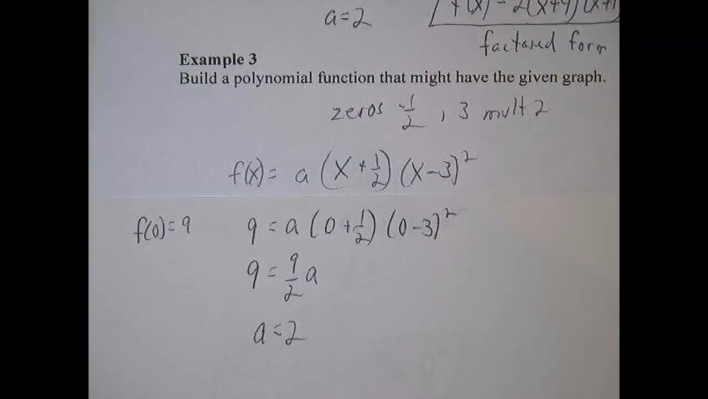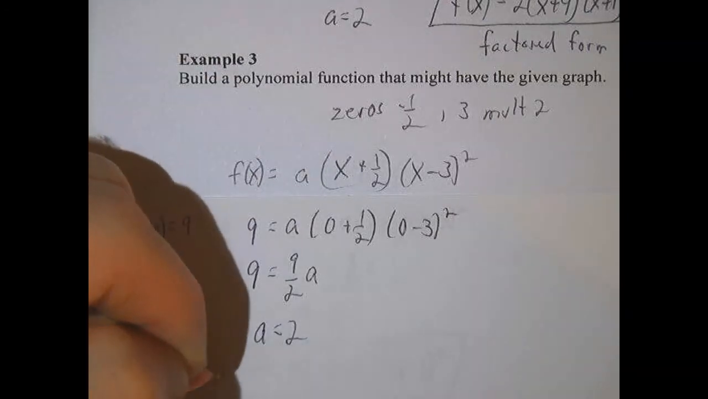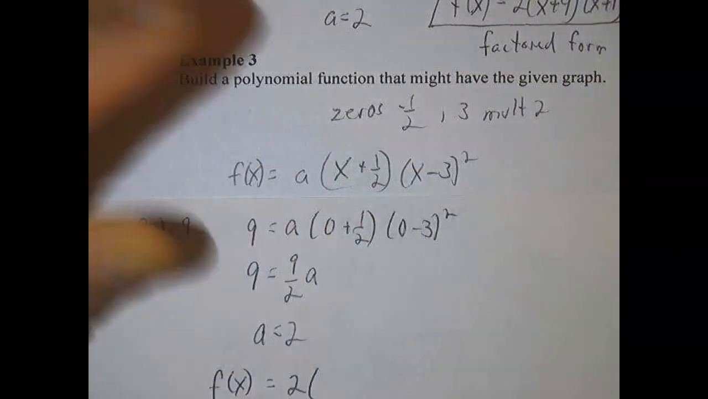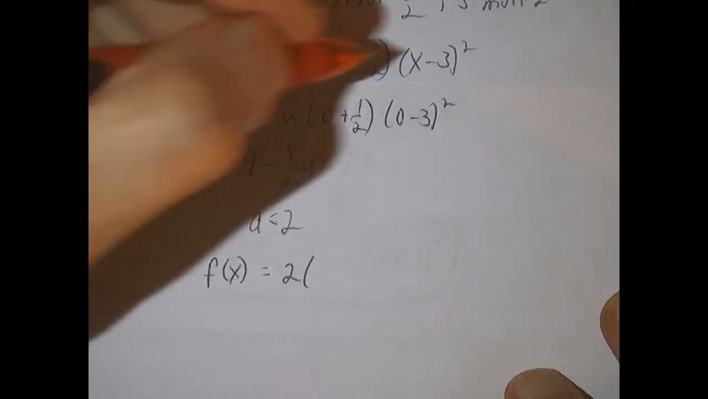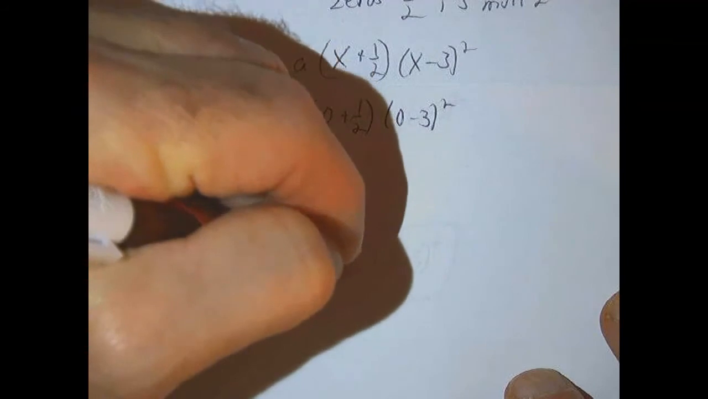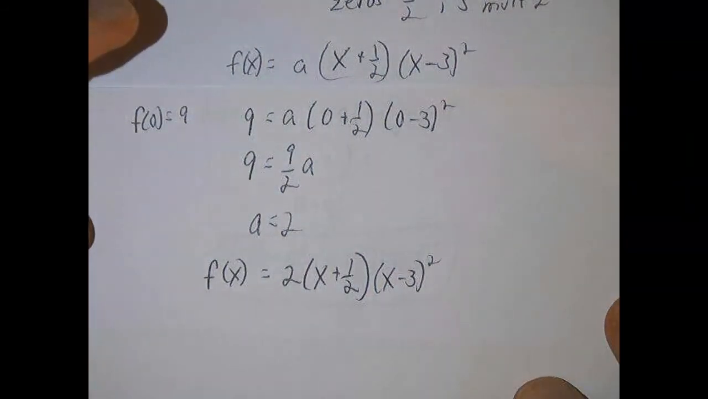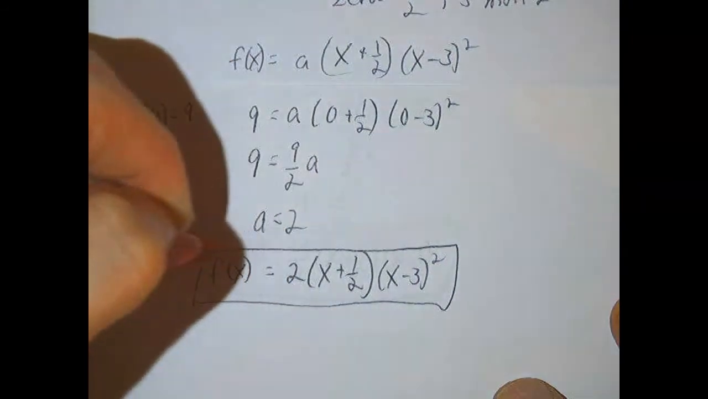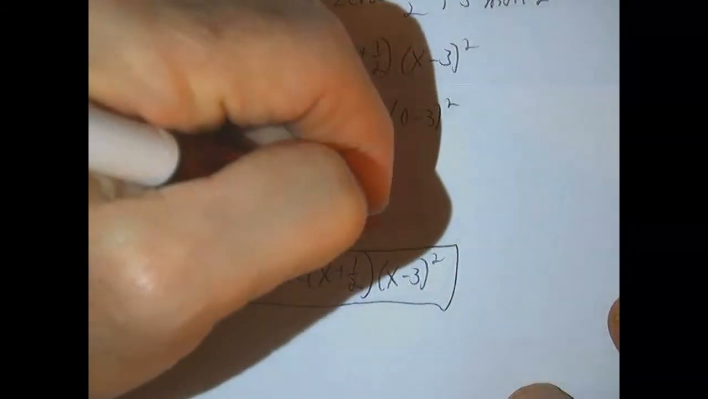Okay, so now that we know a equals 2, we can rewrite this in factored form. So our factored form would be f of x is equal to 2 times x plus 1/2 times x minus 3 squared. Okay, now that's factored form, and it's done in factored form. Now we can just expand this to polynomial form.